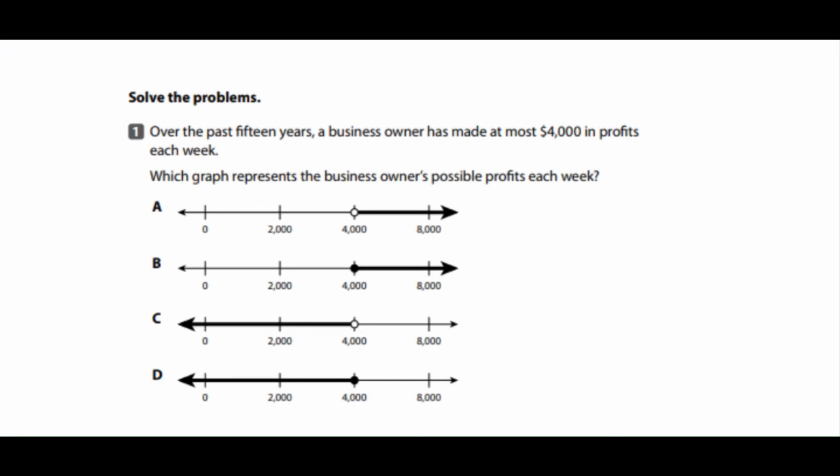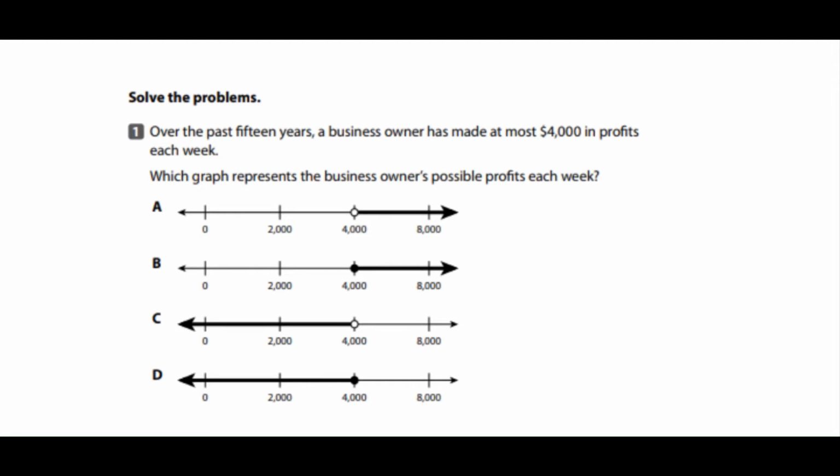Over the past 15 years, a business owner has made at most $4,000 in profits each week. Which graph represents the business owner's possible profits each week? So we need the graph. Remember, when you graph the solutions to an inequality, it shows you the possible solutions. So what could be the possible amounts for the profit?